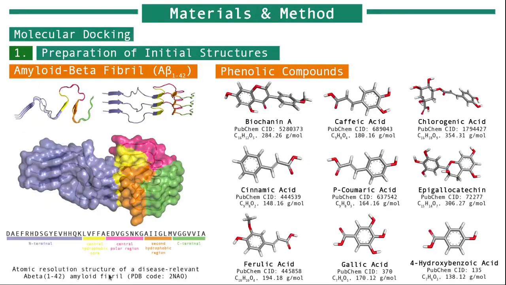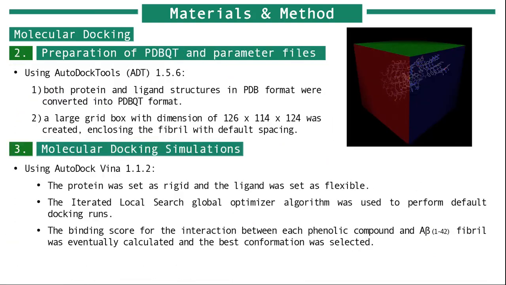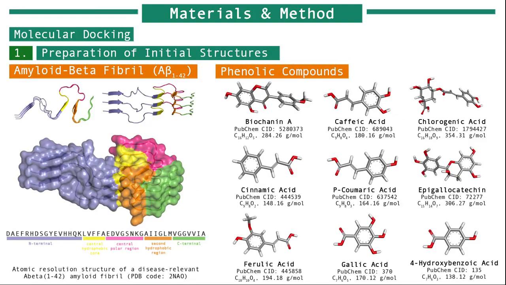Okay, so here is the materials and method. We only use the molecular docking method, which comprises 3 steps. The first one is the preparation of the initial structure. We downloaded our amyloid beta fibril from the PDB database and the phenolic compounds from the PubChem database.